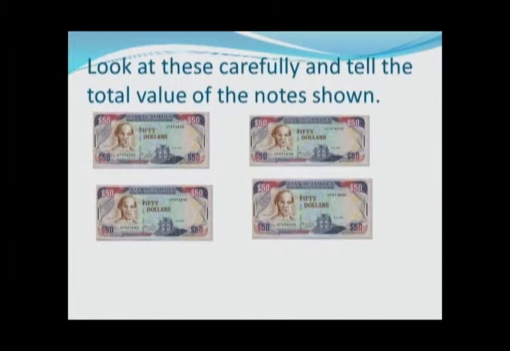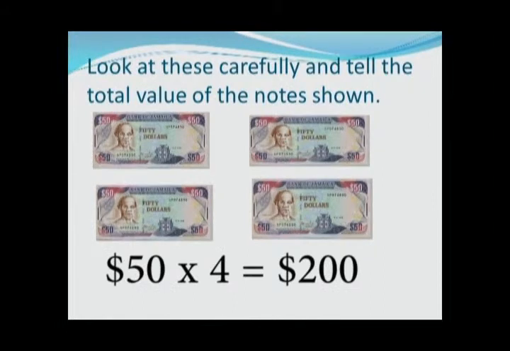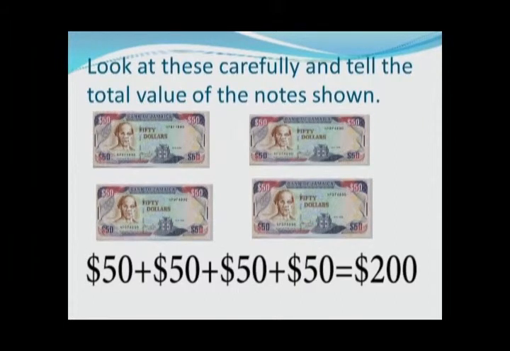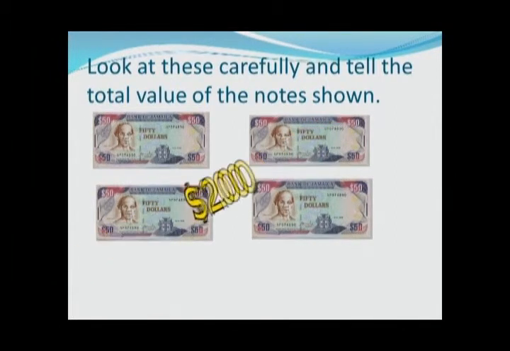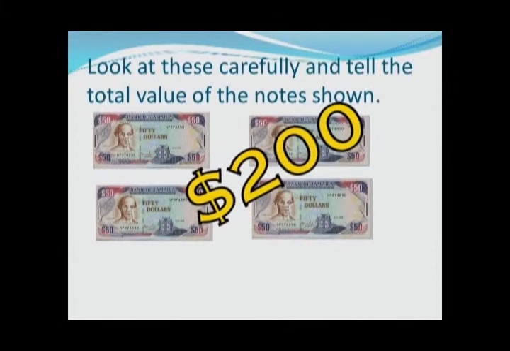$50, and it's 4 of them. So 50 multiplied by 4 gives us $200. Or we can count by saying 50 plus 50, that is 100, plus another 50, that is 150, and another 50, that would be $200. So the total value of the notes here would be $200. How would you write $200 using the dollar symbol and the decimal point? Do you think you know how to do that?